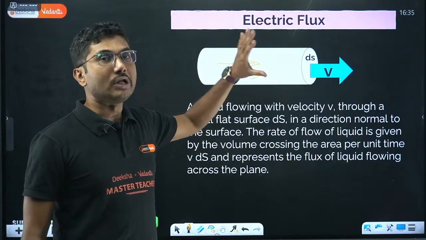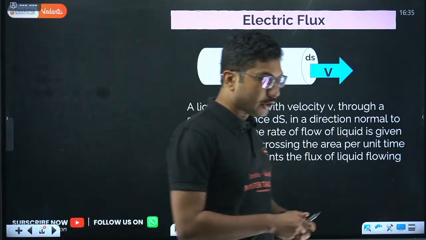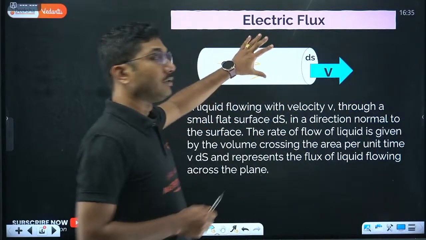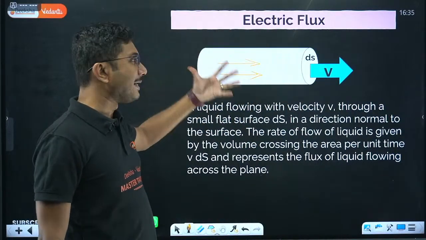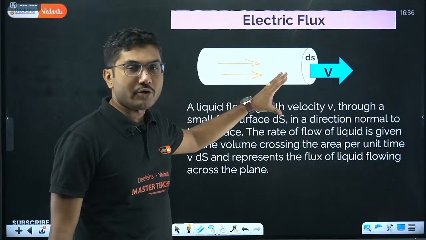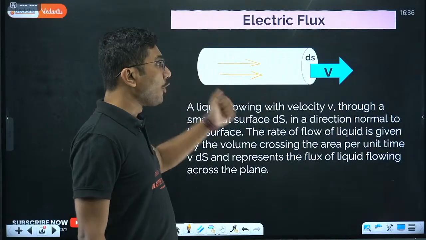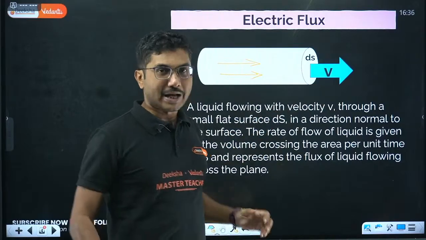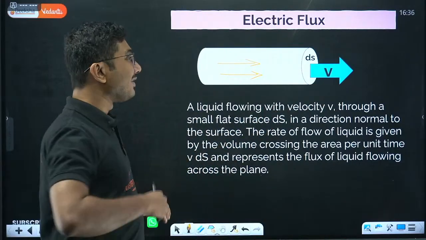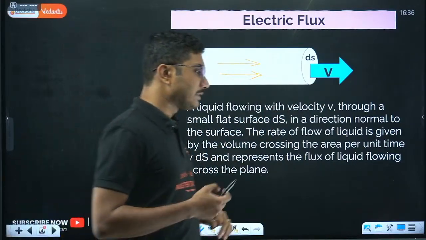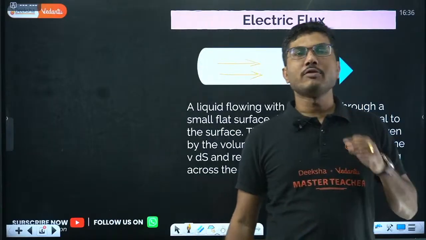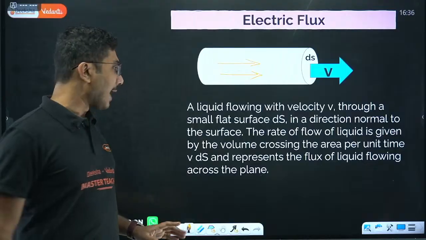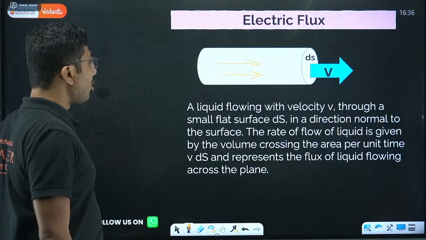Here we are talking about liquid flux. We will move on to electric flux soon. Liquid flux is basically represented by the amount of fluid flowing through unit surface area per unit time. That is the definition of flux. Now, electric field is something which is static. It is not flowing. Even though we represent it using arrows, electric flux is not flowing.